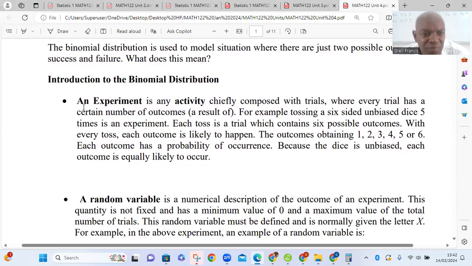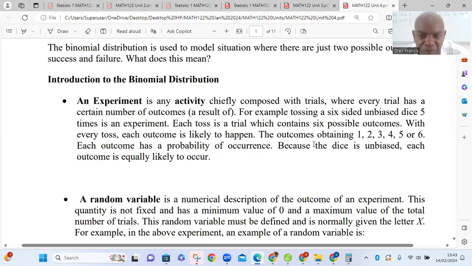Let's presume an experiment is any activity chiefly composed of trials, where every trial has a certain number of outcomes, a result of. For example, tossing a six-sided unbiased dice 5 times can be considered an experiment. Each toss is a trial which contains 6 possible outcomes. With every toss, each outcome is likely to happen.